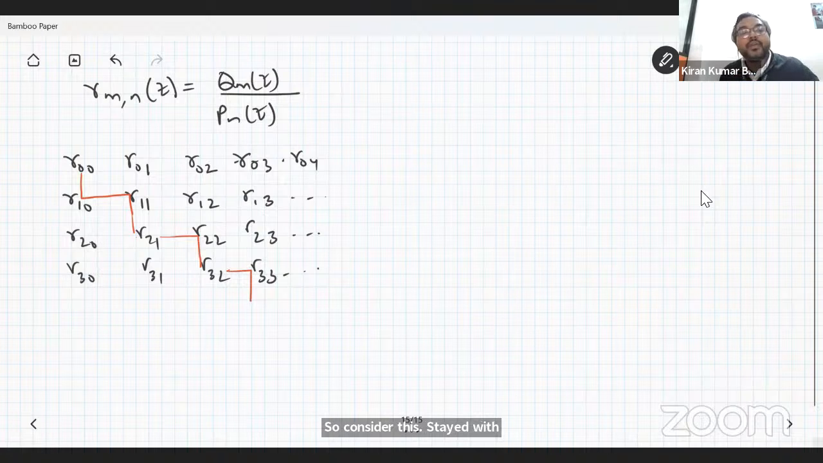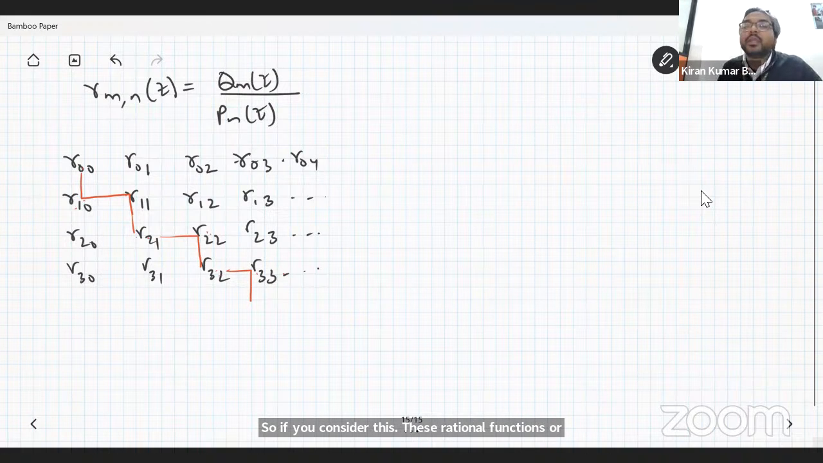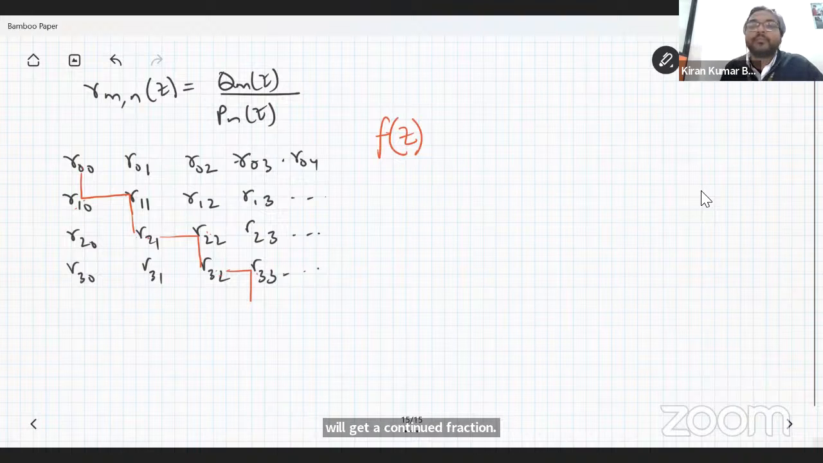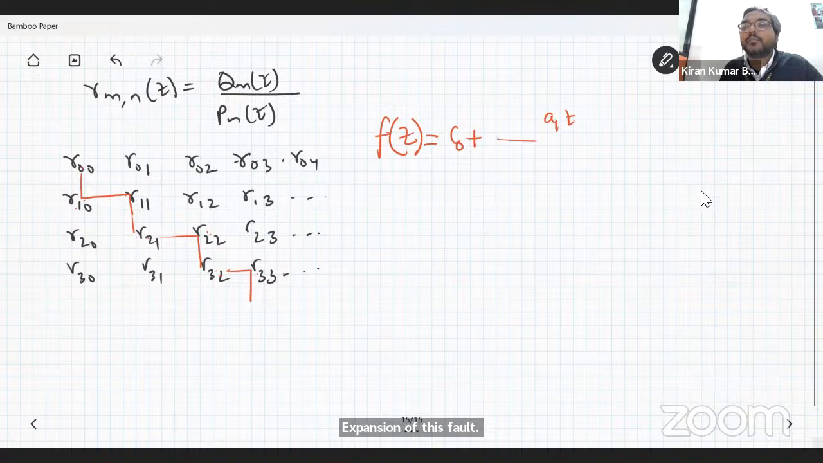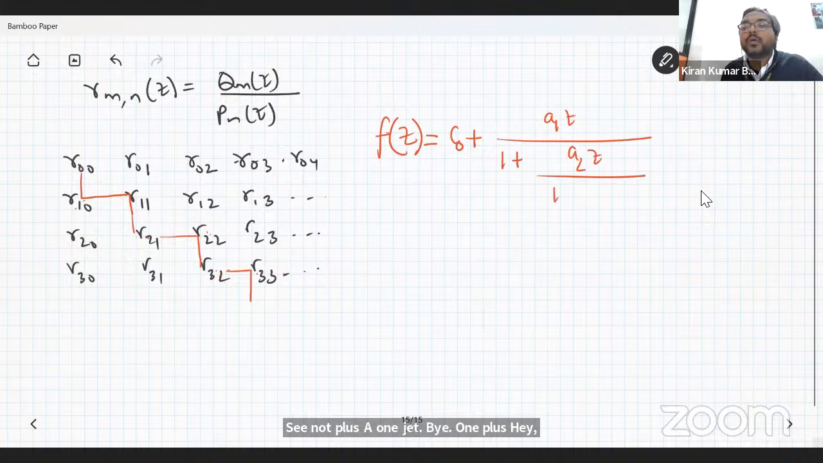If you consider this sequence of Pade approximations, these are rational functions. Pade approximations are rational functions. So if you consider these rational functions, or this subsequence of Pade approximations, you will get a continued fraction expansion of this form: c_0 + a_1 z/(1 + a_2 z/(1 + a_3 z/(1 + ...))).